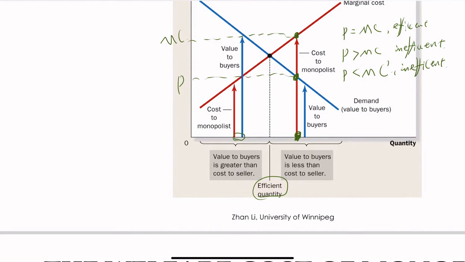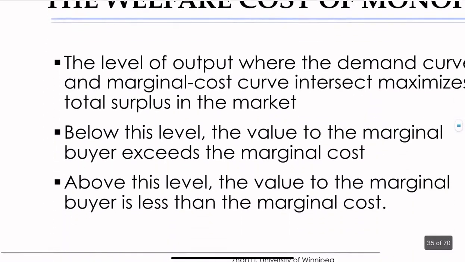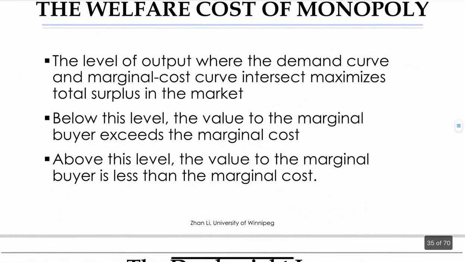So this is actually a pretty useful result. So try to understand it and try to remember it. Again, the market is efficient if and only if market price equals marginal cost. Okay.